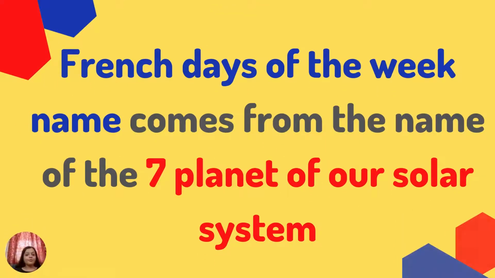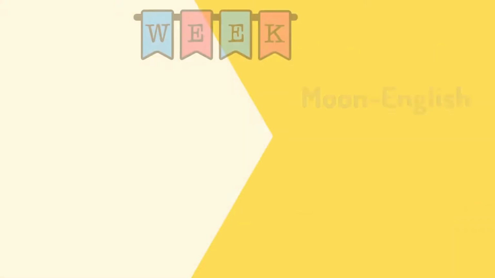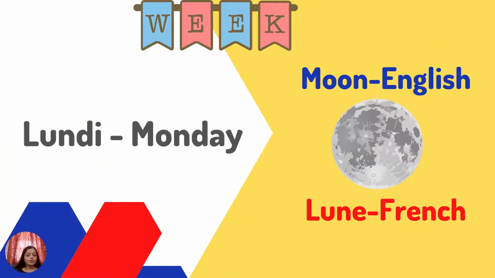The trick is that the French day names come from the names of the seven planets of our solar system. We are all familiar with the seven planets like Sun, Moon, Jupiter, Saturn, like that. So the French names of the days come from the names of the seven planets. Let's see that.